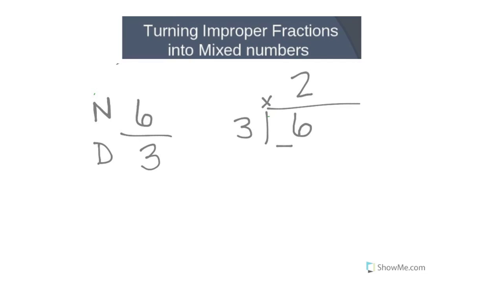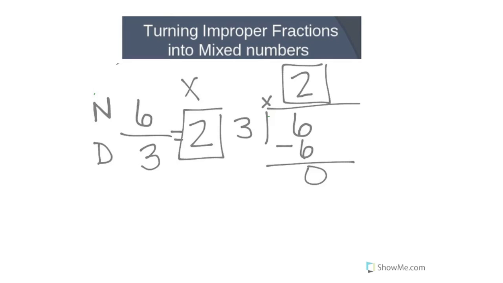In this case, guys, do I have a remainder? No, I don't. So my answer is just 2 wholes. Nothing else. Just 2 wholes. All right? Now let's go ahead and move on so we can turn mixed numbers into improper.